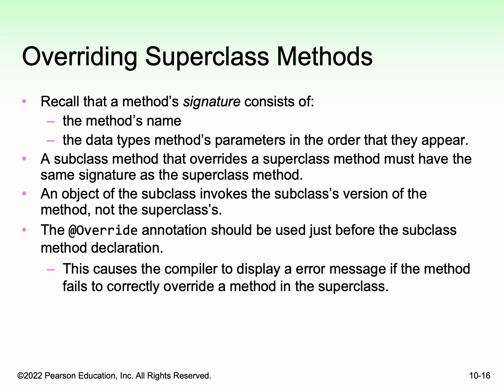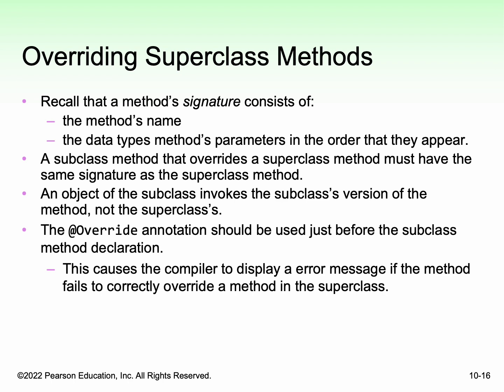Now let's recall that our method's signature consists of the method's name and any data types that the method's parameters have, in the order that they appear. You should have seen it on the last slide. However, if we want our method to override the superclass's method, it must have the same signature, to a T, the same signature as the superclass's method.